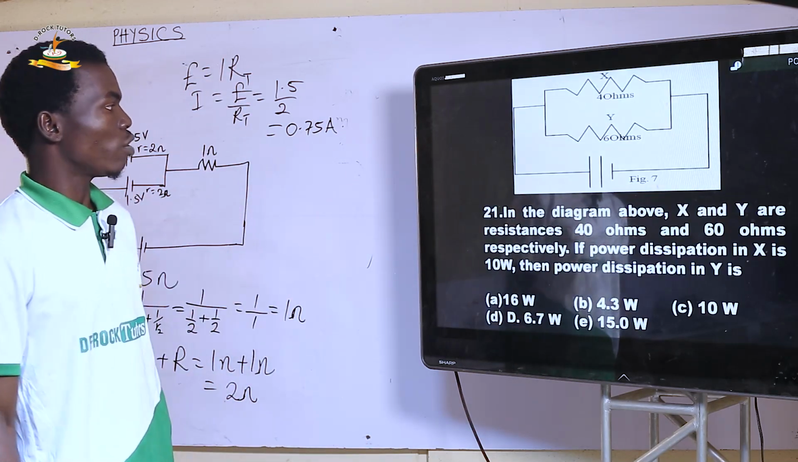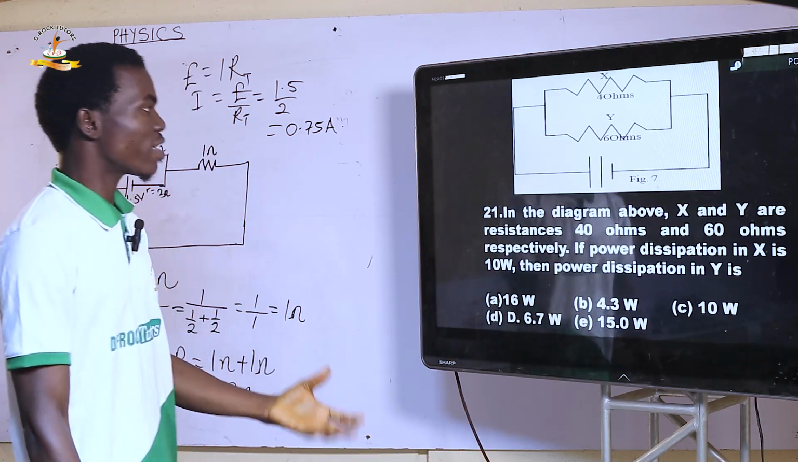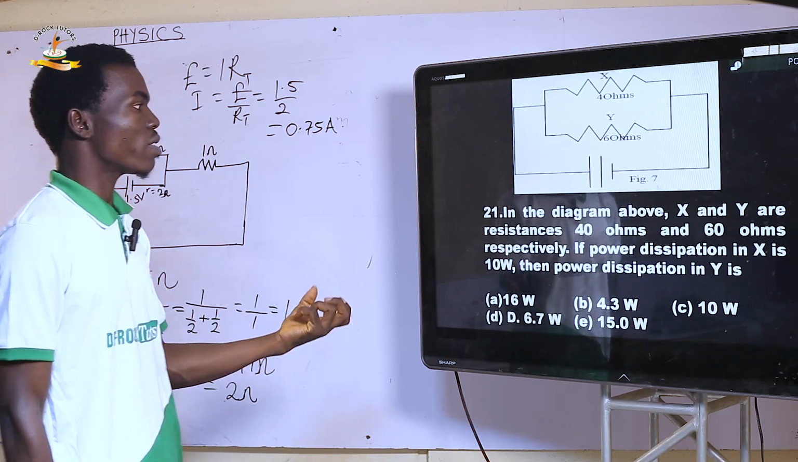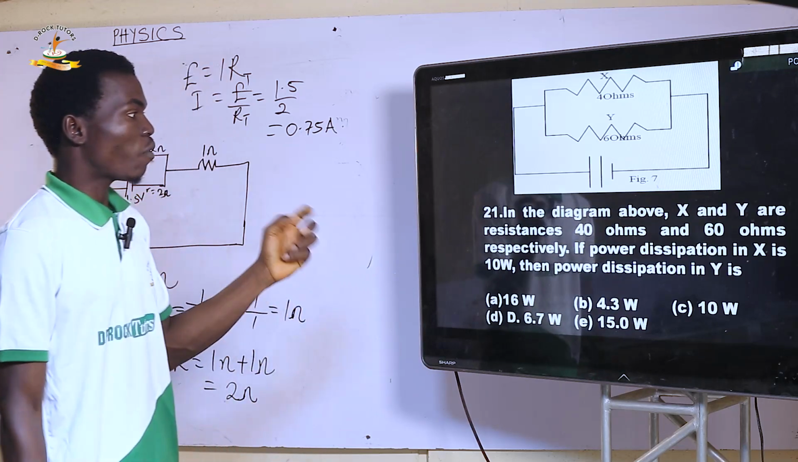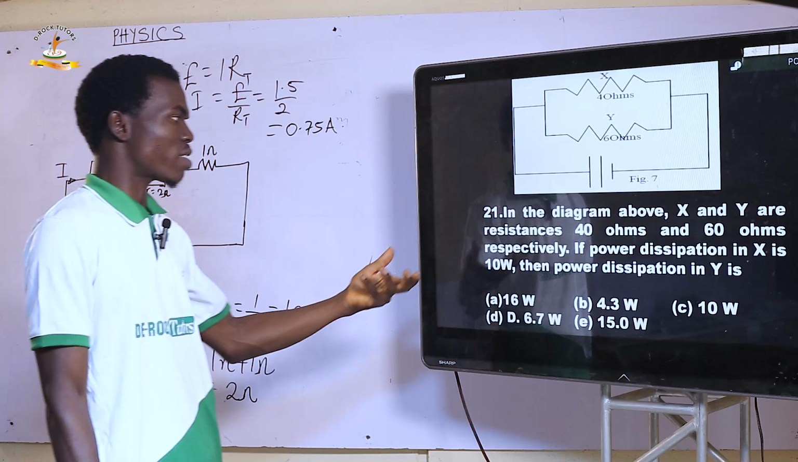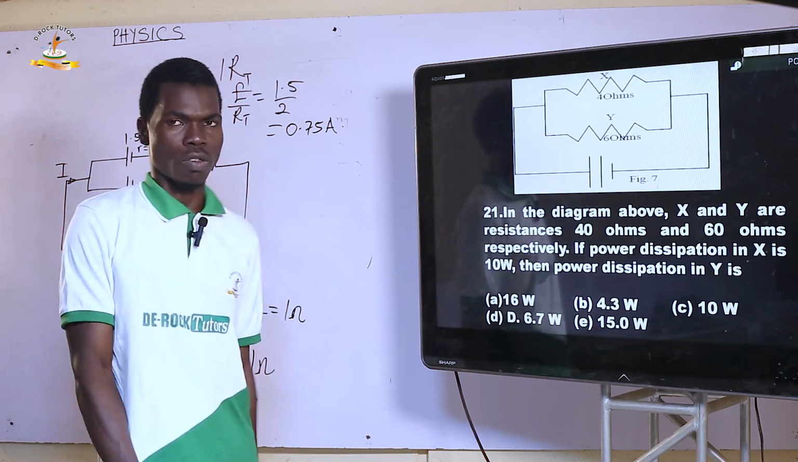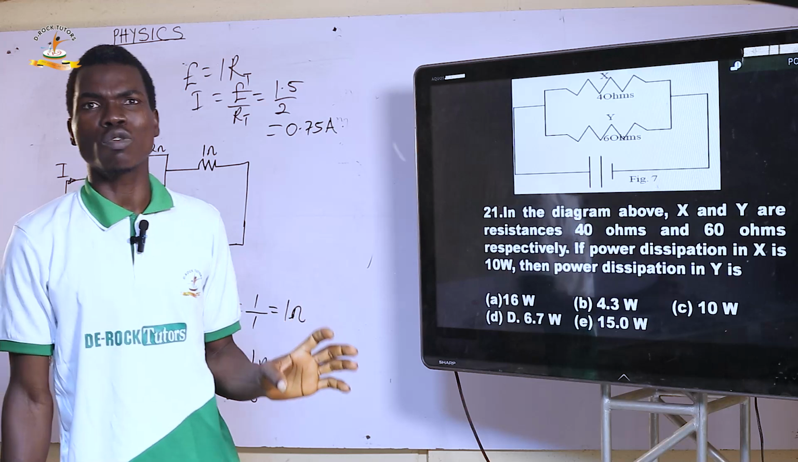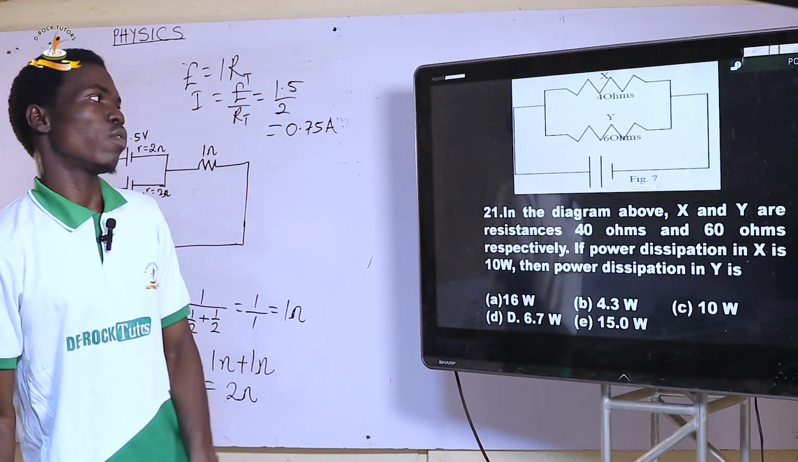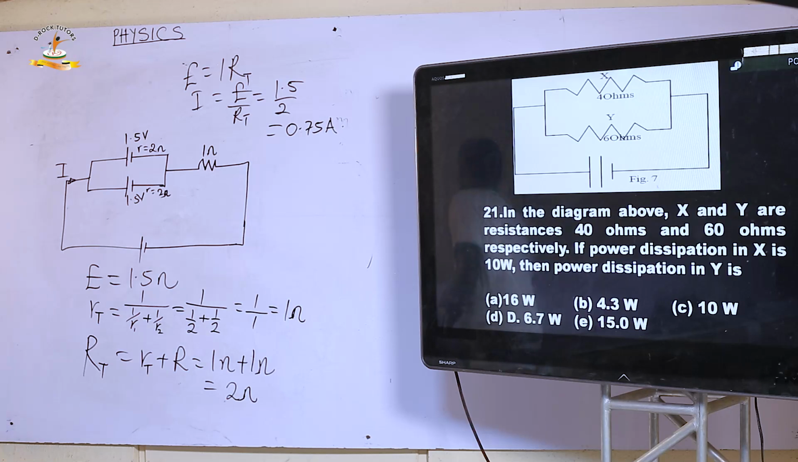All right, we have a circuit here. Let's take a look at that. Question 21. In the diagram above, X and Y have resistances 40 ohms and 60 ohms respectively. If power dissipated in X is 10 watts, then power dissipated in Y is what? So for this question, we have to calm down to solve the problem. So we draw the circuit. Let's take a look at the drawing.